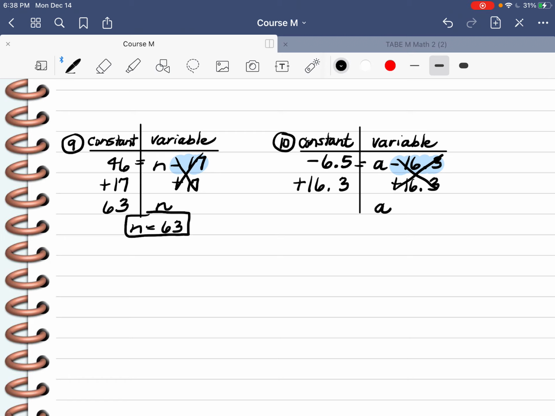I won $16.30 and I lost $6.50. So that leaves me with 9.8. Standardize.